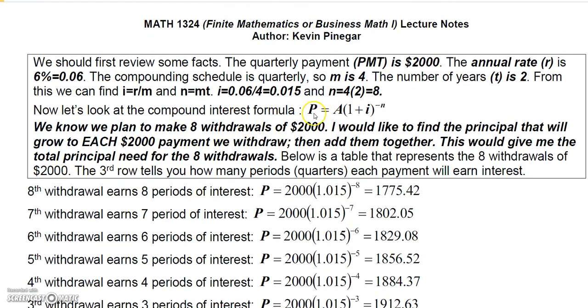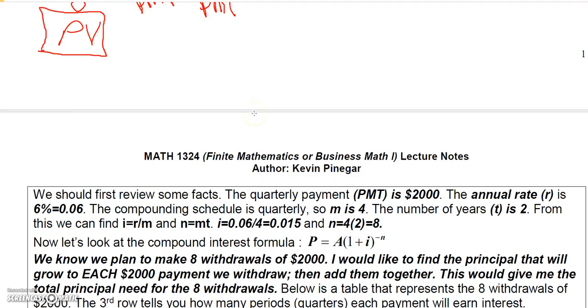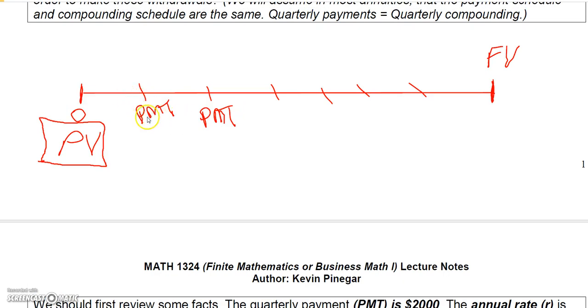So the way to figure that out is just calculate the amount of principal that you need to withdraw a $2,000 amount, okay? The rate will stay as it is up here, 0.015, but the only thing that would change each time would be the number of compounding periods. Because if you go back and look up here, let me show you. This first withdrawal, the money's only going to go through 1 compounding period. And for this payment, the money's going to go through 2 compounding periods. For the 8th payment, the money's going to go through 8 compounding periods, and so forth.